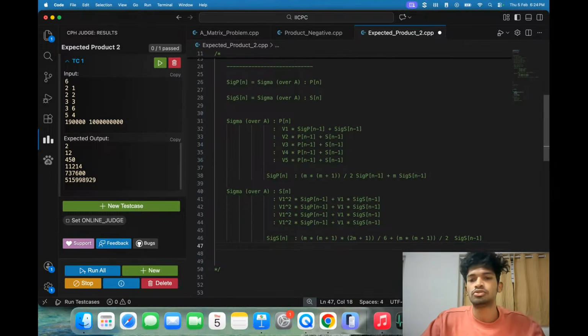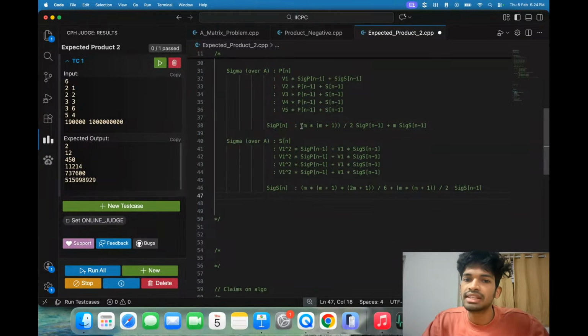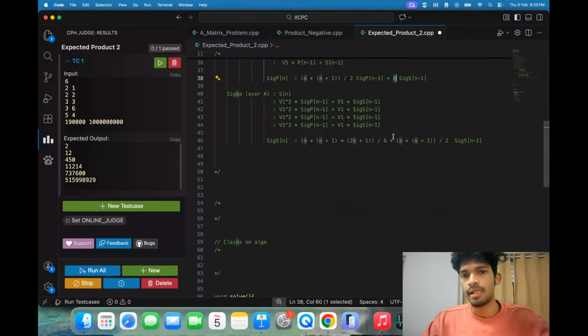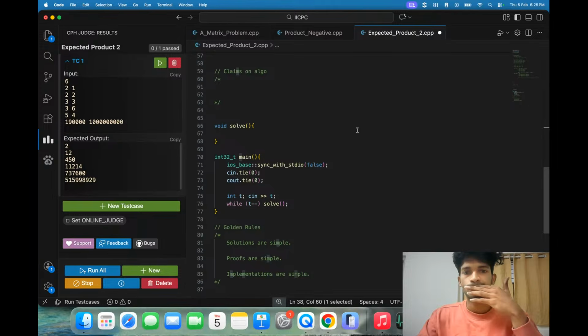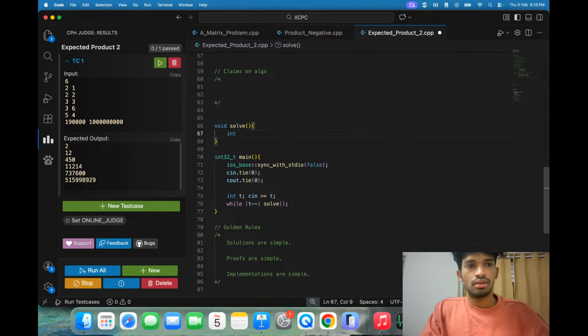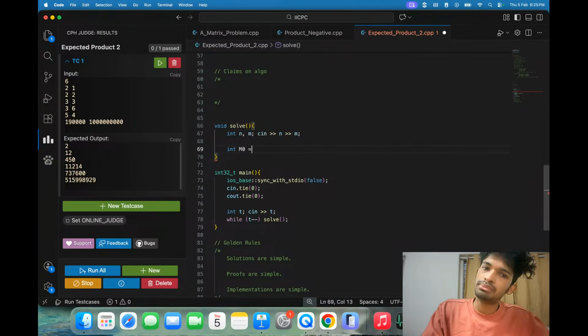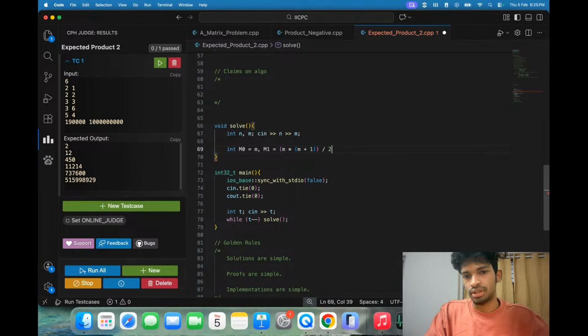So yeah, we have these two formulas. Let's call this M1, let's call this capital M2, and let's call this capital M0. Okay. M0 equals m. Let's say M1 equals m times m plus 1 by 2. Let's say. Okay.